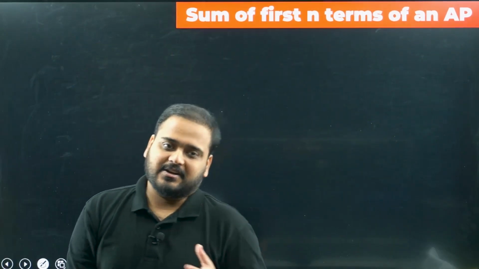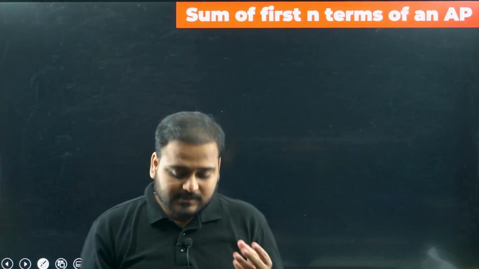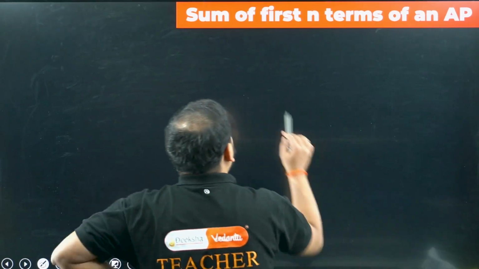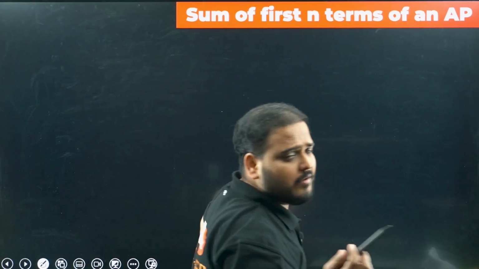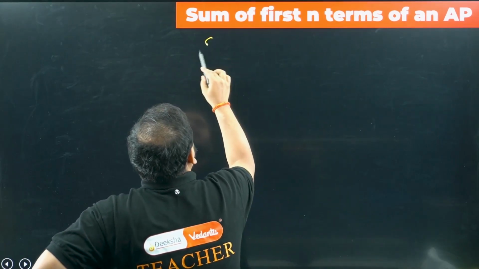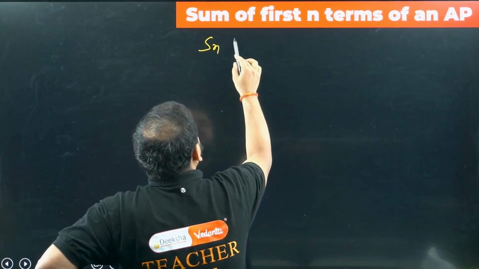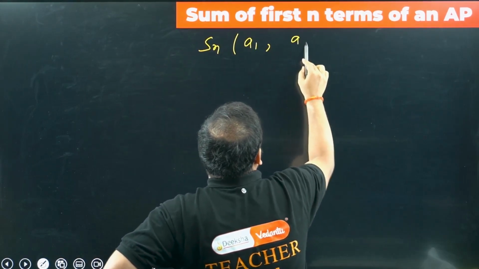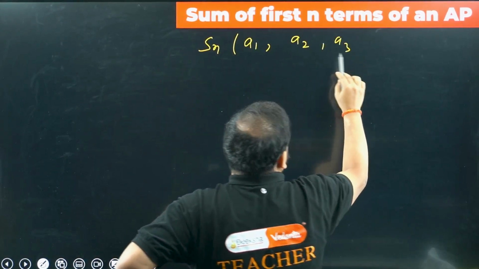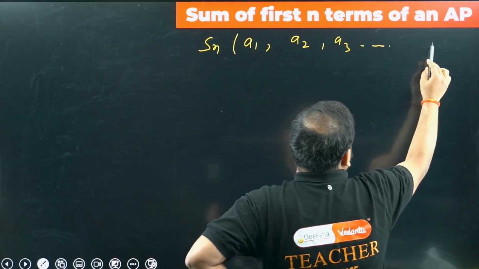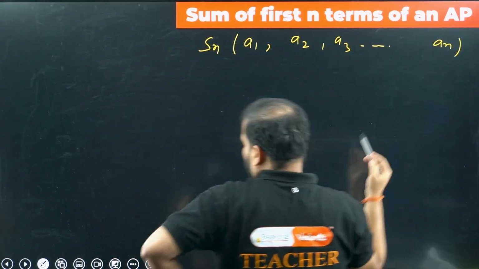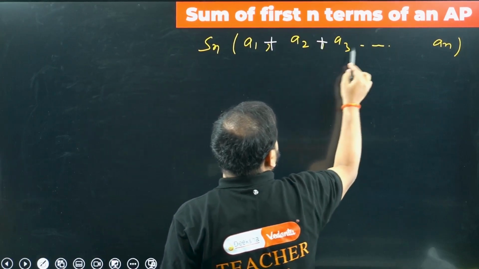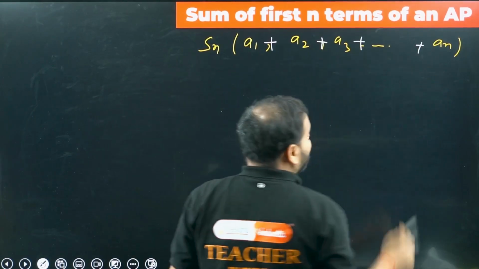Sum of first n terms. Let's talk about that. What is the meaning of this, sir? I'll not do the derivation of this, but I'll explain how the formulas work, what is the meaning of that. If I write Sn, it means that you take the first term a1, take the second term a2, take the third term a3, and so on, till the last term an, and add all of them.